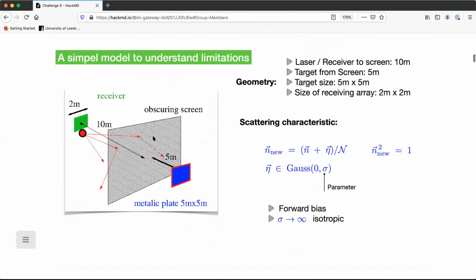So we first did a simple model to illustrate and to find limits. Here you have one scattering screen, one obscuring screen. This is the laser. This is the receiving array. The screen is 10 meters away from the laser, and you have a metallic plate behind the screen, which is the object of interest.